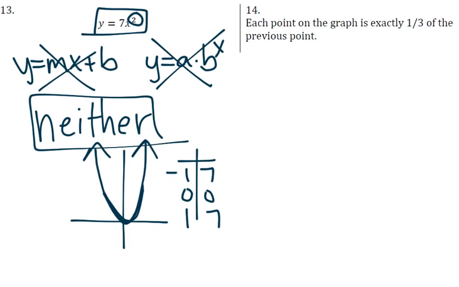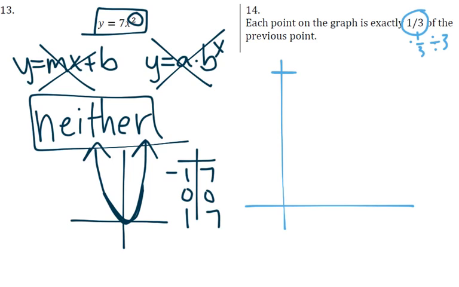Number 14. Each point on the graph is exactly 1/3 of the previous point. Okay, so that exactly 1/3, that's kind of like times them by 1/3 or dividing by 3. Okay, think of it like this. If I started out with, let's say 90, well, what's 1/3 of 90? It would be 30. Now what if I take 1/3 of 30? That would be 10. If I take 1/3 of that, where would that put me?